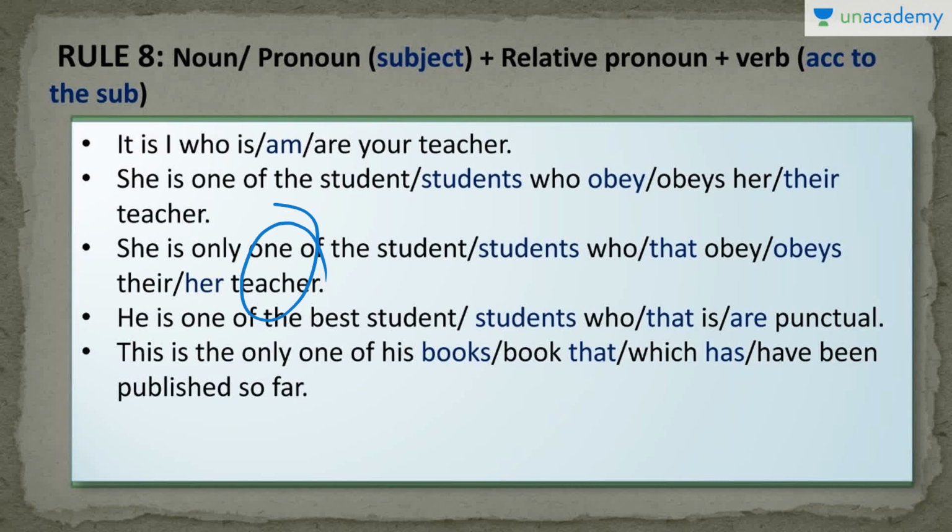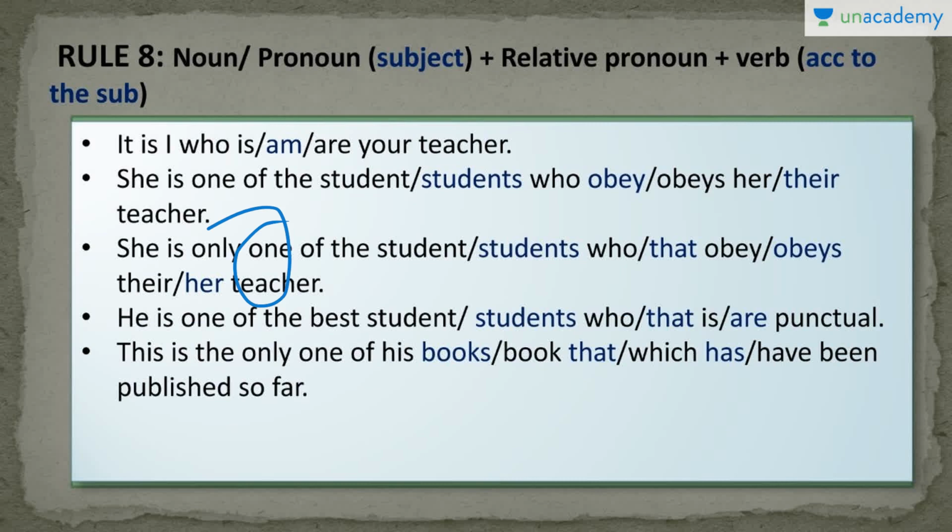So again, the sentence starts with "she is only one of the students." I know after "one of" the noun has to be plural, so I would choose students. But here, that relative pronoun rule will not be applicable. Every verb and other part of speech after this relative pronoun has to be in accordance with the word one. And I know that this word one is singular in construction, so I'll have to choose a singular verb as well as a singular part of speech.